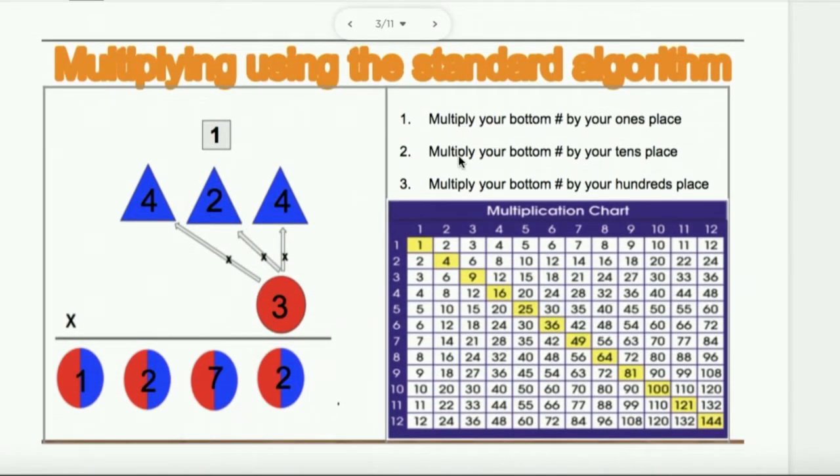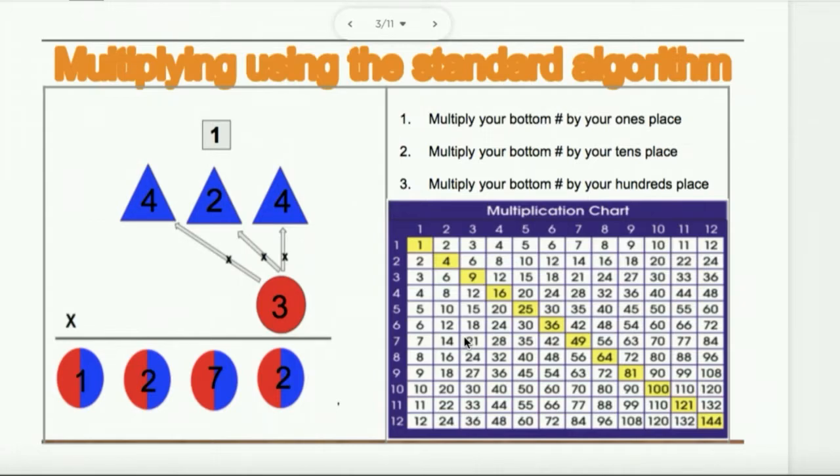As you can see, when we're using the standard algorithm, we are simply multiplying our bottom number by every single digit at the top. We're going to be multiplying our bottom number by the ones place, the tens place, and sometimes even the hundreds place, and then we're going to put our product at the bottom. I'm also going to include a multiplication chart in your classwork today and in this video so that we can use the multiplication chart to help us if we get stuck with any of our facts.